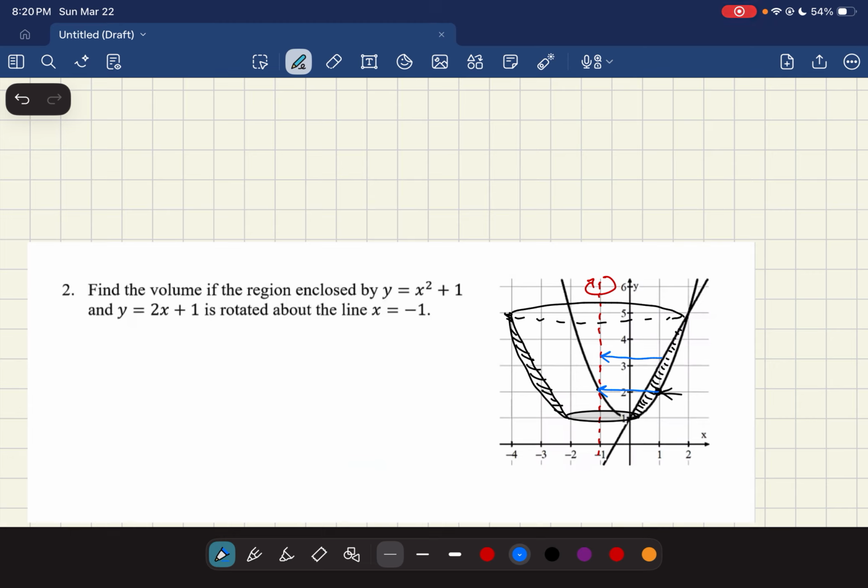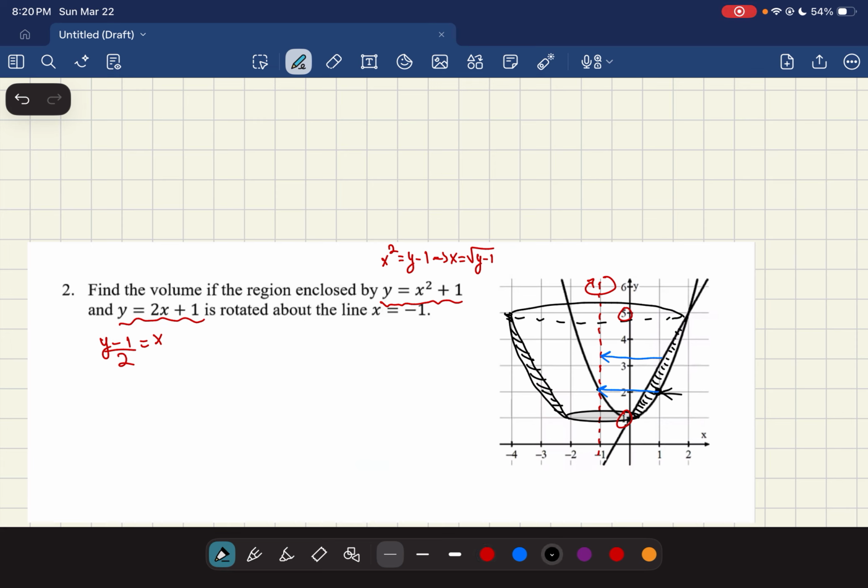Now you notice that the projection over here is perpendicular to the y-axis. That means my integration should be with dy, which means that I have to transition every single function I have from y in terms of x into x in terms of y. So then this function is going to be x squared equals y minus 1, which gives me x is equal to the square root of y minus 1. And this one is going to be x equals y minus 1 divided by 2. And the bounds are obviously on the y-axis, which are 1 to 5. I have everything I need right now.